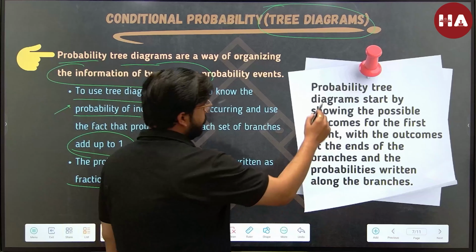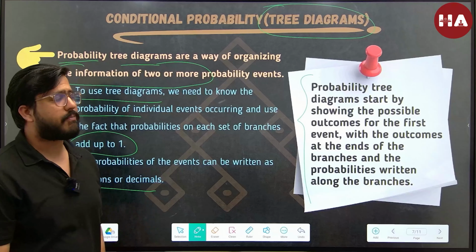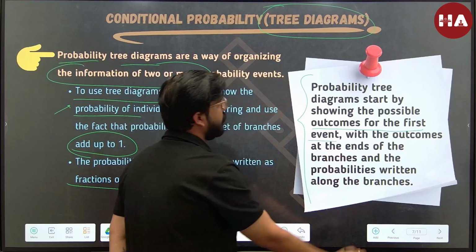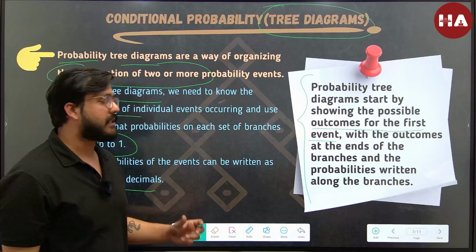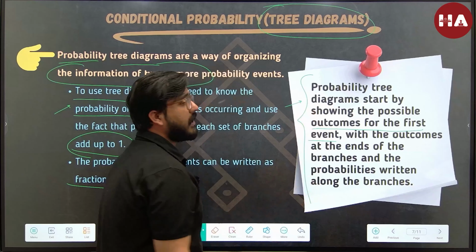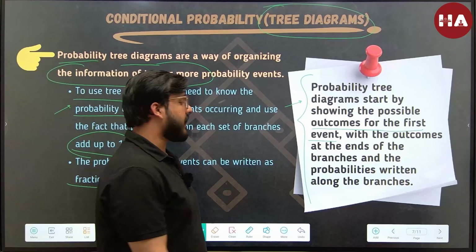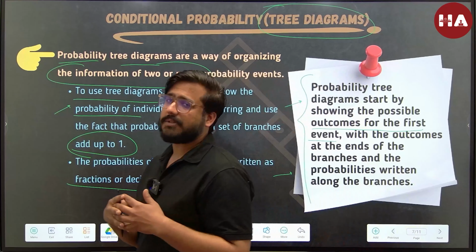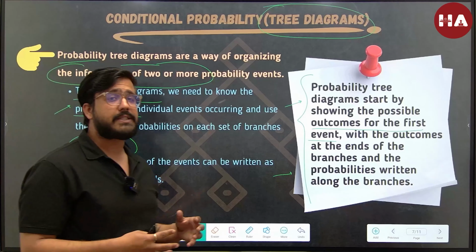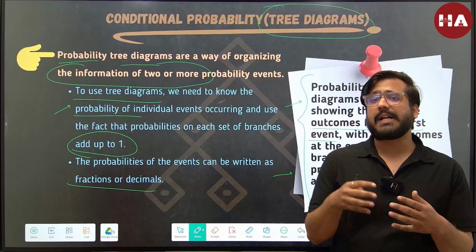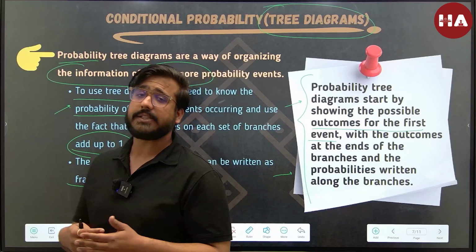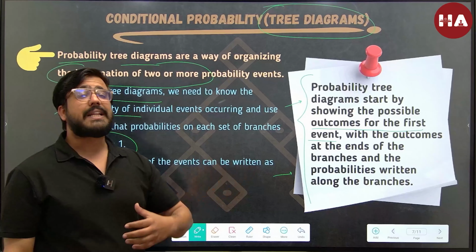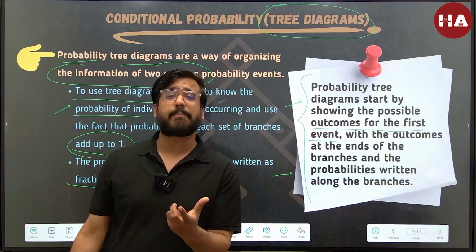Here you can see that we have made a note that the tree diagram shows the outcomes of the first event, and at the ends of the branches we write the probability along with the branches we are considering. Summarizing, tree diagrams are basically used for two or more events, which can be independent or dependent, so we formulate the answer accordingly. You can note this and then we'll understand with the help of an example.